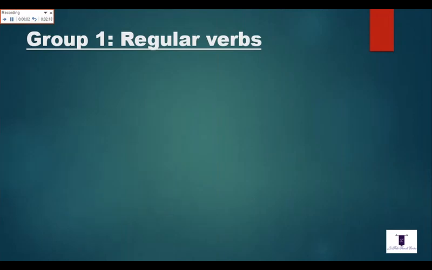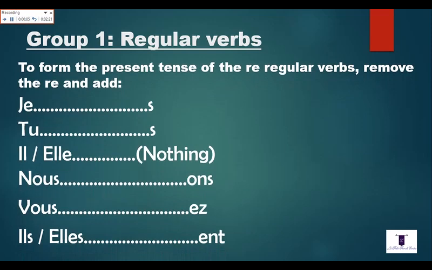Group 1, the regular verbs. To form the present tense of the regular RE verbs, you remove the ending, which is the RE, and you add S for the je, S for the tu, and for il and elle you don't add anything. So you add nothing to the verb. Nous, ONS, vous, EZ, ils ou elles, you add ENT.